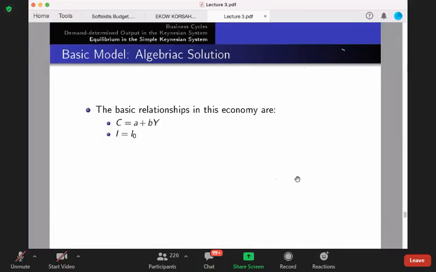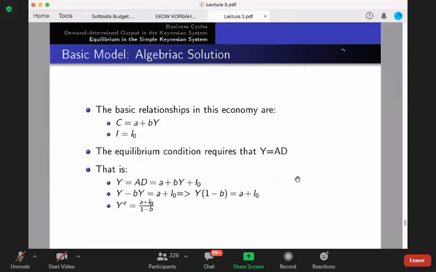Okay, so now let's move on. So now let's do an algebraic solution. So basically, in this economy, we are saying that C should be equal to A plus BY. And then we are saying that investment should be exogenous. Equilibrium condition requires that national income is equal to aggregate demand. So now we can fix the values in there, okay? So if Y equals AD, what is AD? AD is C plus I. What is C? C is A plus BY. What is I? I is I naught.